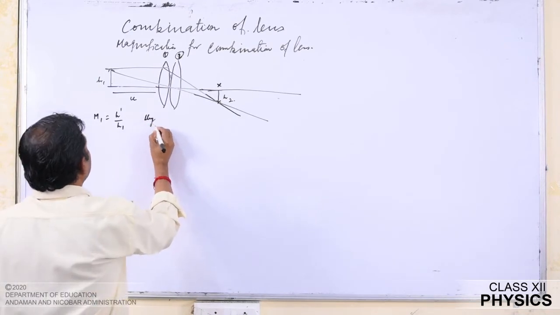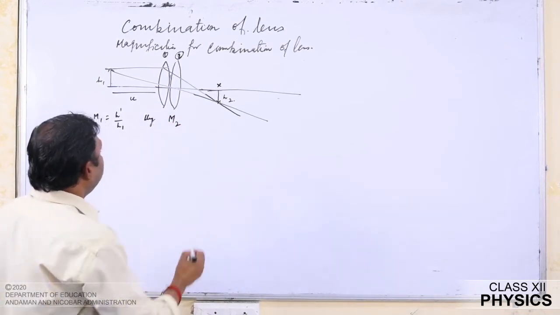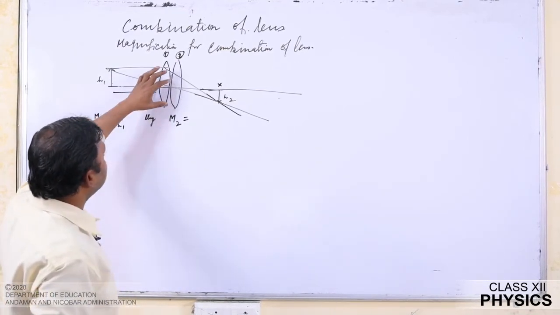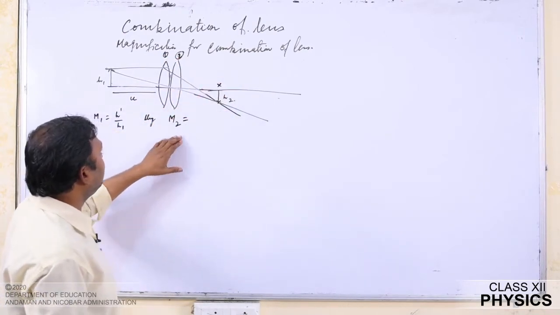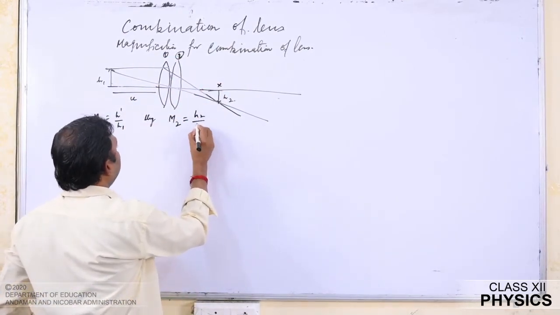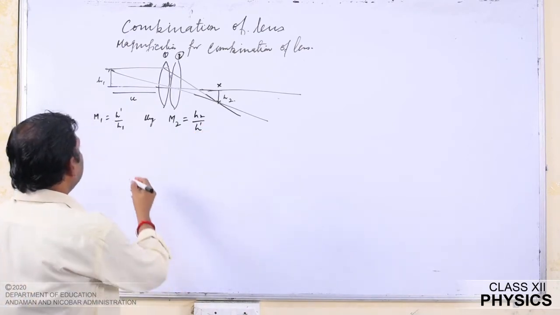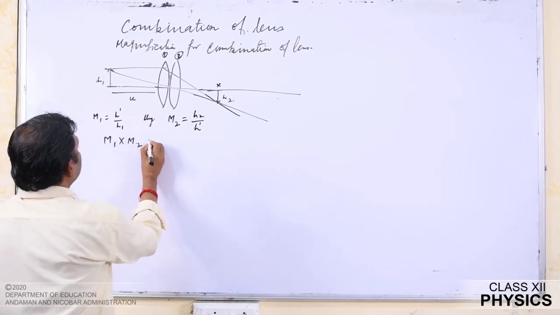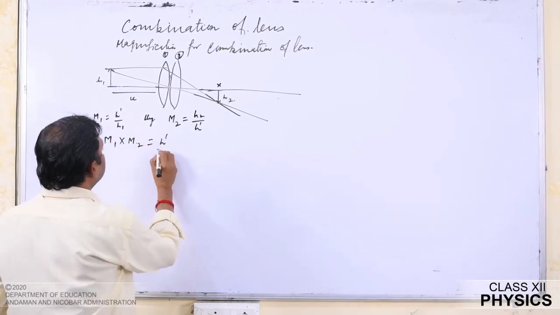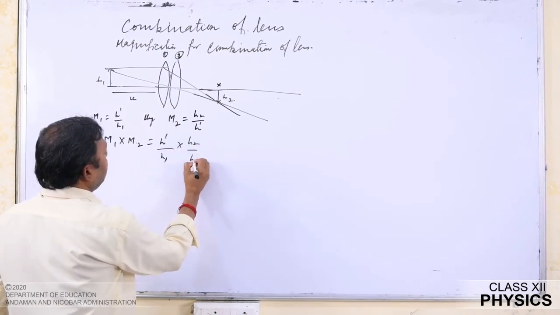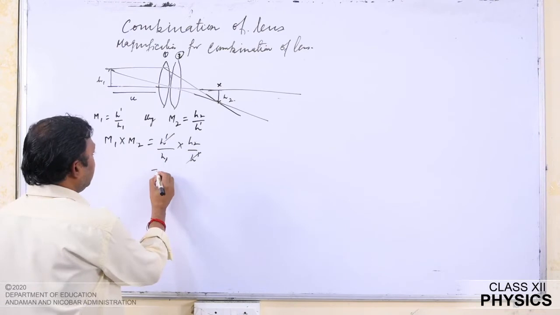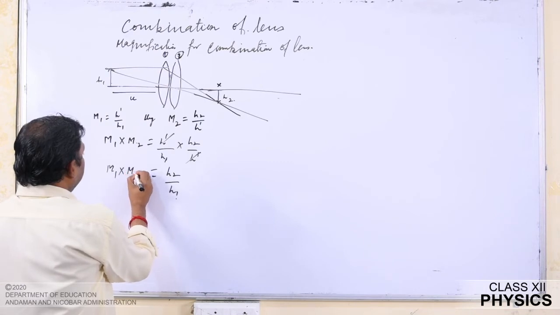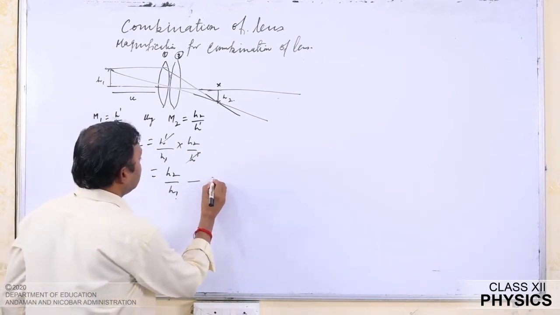Similarly, the magnification for the second lens is given by m2 is equal to image height divided by object height. The object height here is h dash and the image height for the second lens is h2. So the magnification produced by the second lens is given by h2 divided by h dash. Now on multiplication of these two magnifications, we get m1 multiplied by m2 is equal to h dash divided by h1 multiplied by h2 divided by h dash; h dash gets cancelled out, and we get h2 by h1. So we got an equation here, m1 multiplied by m2 is equal to h2 by h1. Let this be equation 1.